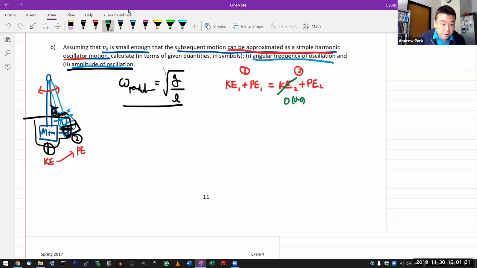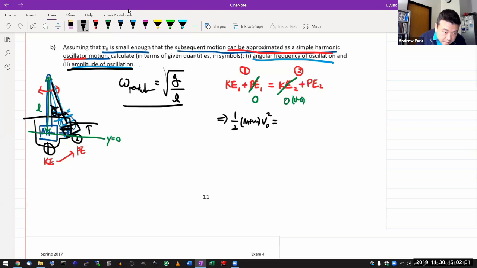Now, potential energy at point 1, we can say this represents my y equal to 0. This is a position where the distance of the mass from the pivot point is L. I'm going to call that my 0 point. That reference point makes the expression for my potential energy equal to 0 there. So what I have is a way to say my kinetic energy down at that point, 1/2 mass times the initial velocity squared, is equal to potential energy at point 2. And what I need to figure out is this difference in height.